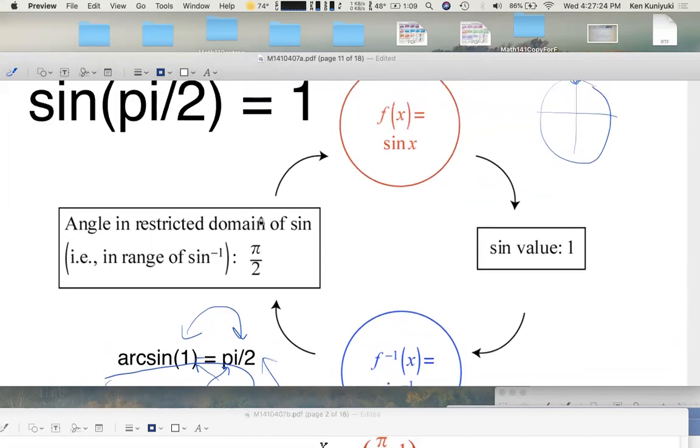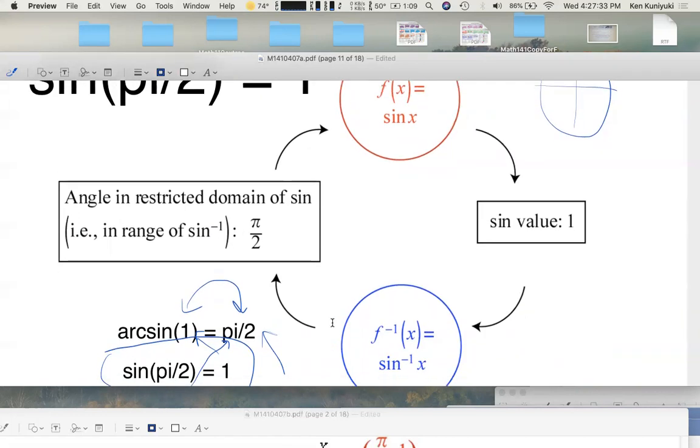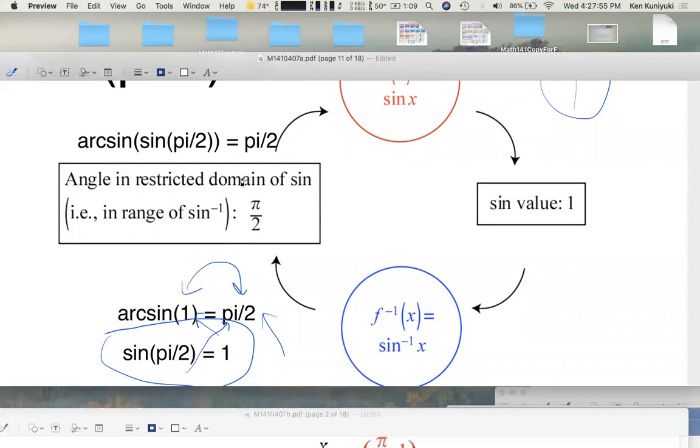This loop-to-loop works as long as this angle here is in the range of the inverse sine function. Then this works perfectly. Basically, we're saying here that the inverse sine or arcsine of the sine of pi over 2 is pi over 2. You input pi over 2, and the ultimate output is pi over 2. We'll talk more about these inverse properties later. In the next video, we're going to evaluate some more inverse trig functions.